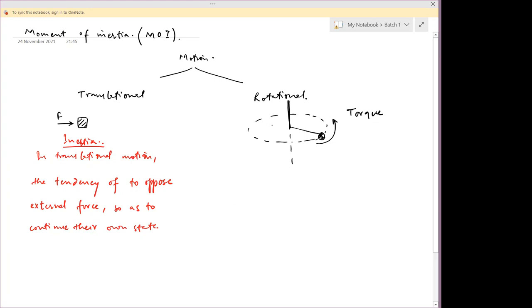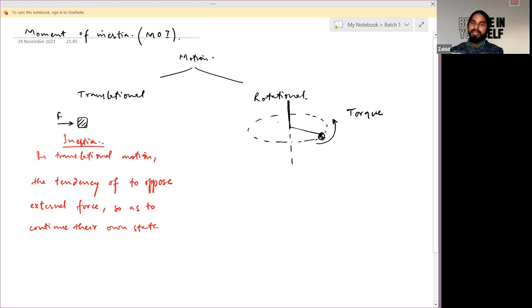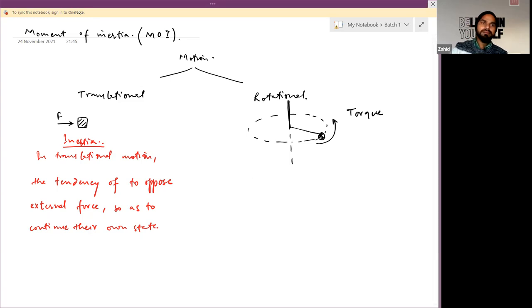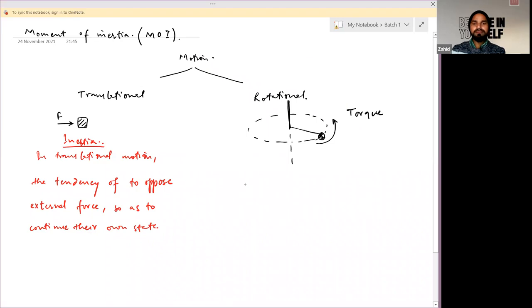Yes, sir. So you will say in rotational motion, the tendency of body which resists or opposes torque acting on it so that it will continue their own state, then this behavior of body in terms of rotation is called moment of inertia. Is it clear? Yes, sir.